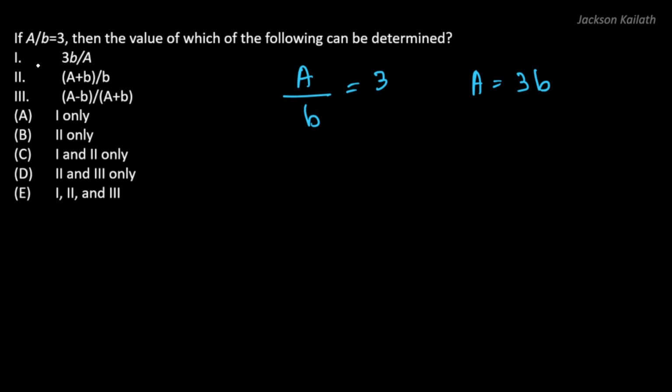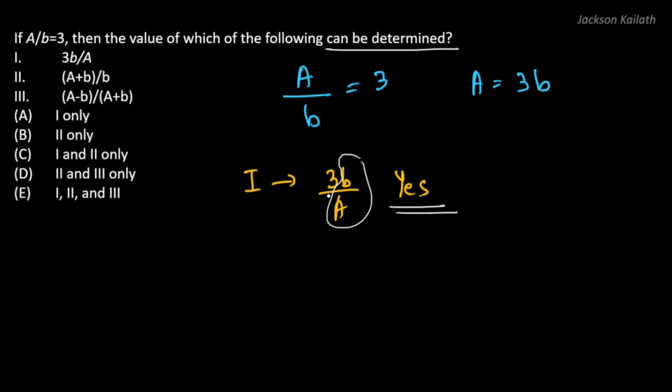Alright, now let's take a look at the statements. So statement 1 says 3B by A. Now, if you know A by B, then definitely you can find B by A, right? This is just the inverse. And you can definitely solve this, right? So it's a yes. Remember, you don't need to solve it. The question does not ask you to find the value of 3B by A. It's just asking you which of the following can be determined. So you can save some time if you don't go ahead and calculate it.